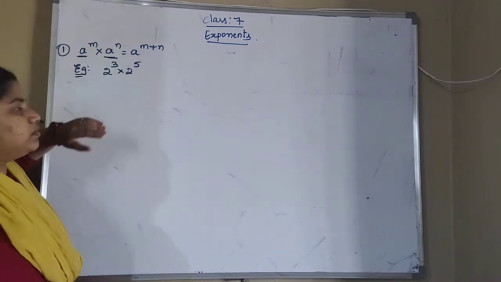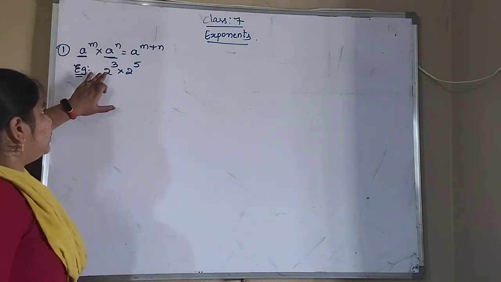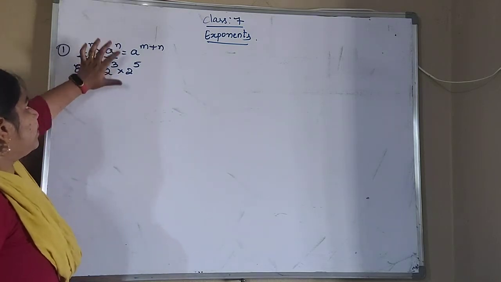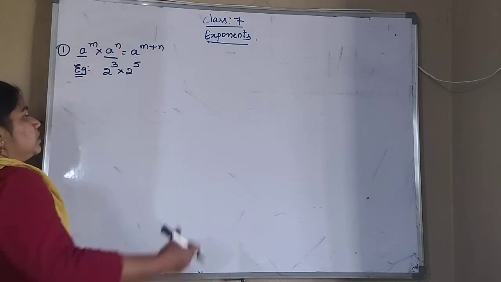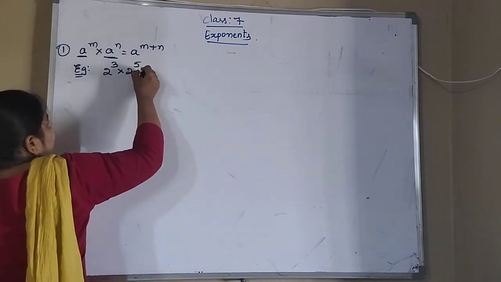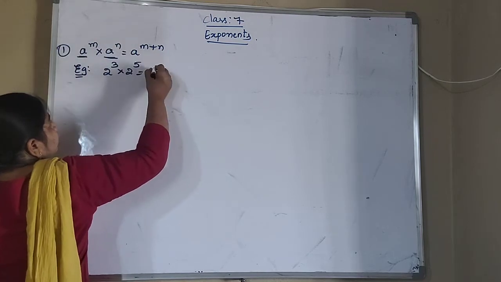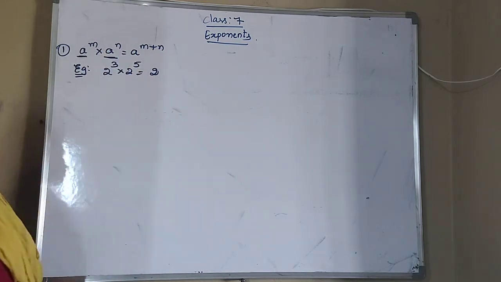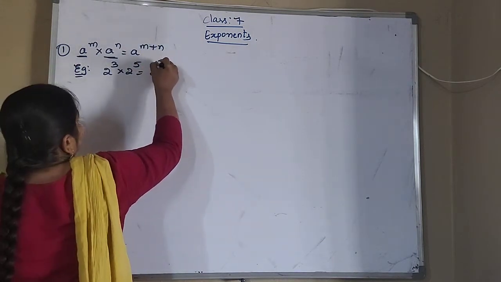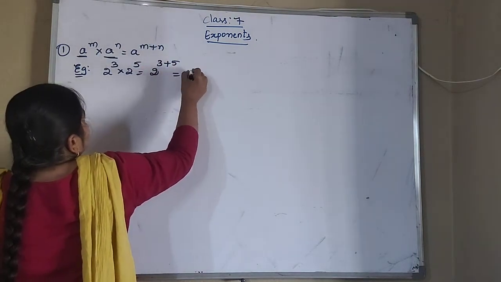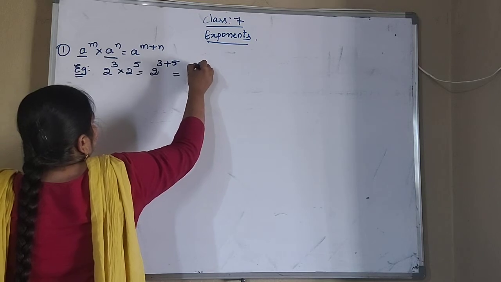Just compare the terms. What is the base? The a value is 2, and the m and n values are m equals 3 and n equals 5. So how do they write this formula? They wrote the base value as single and added the powers. That means you have to add 5 plus 3, so that will be 2 to the power of 8.